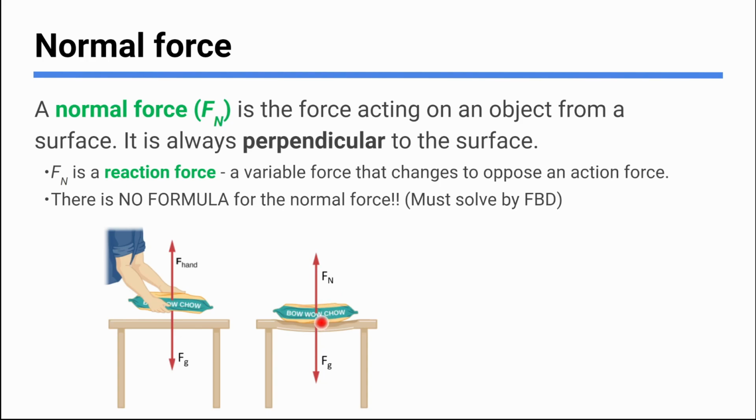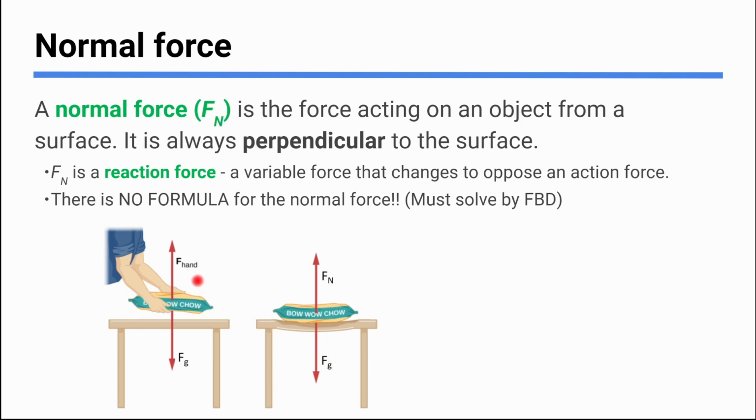Then there are two forces. There's the normal force, which is this reaction. It's the table saying, I don't want to break. That's really what it is. The structure of the table is stopping this thing from falling through it. So the table will push up on the dog food to resist it breaking through because of its structure. And so that's what we call the normal force. And still the force of gravity is acting.